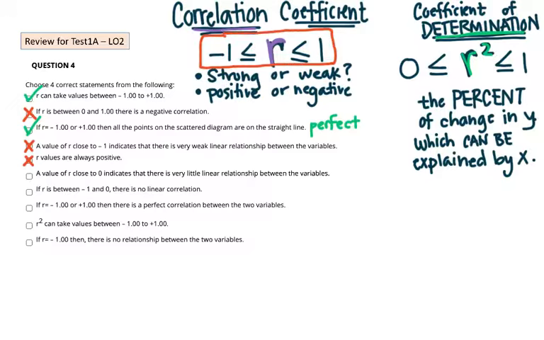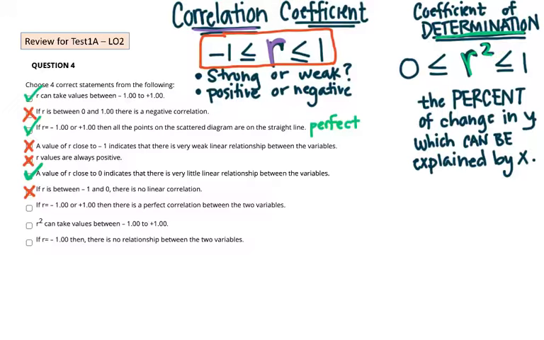A value of r that's close to 0 means there's very little relationship. I agree. Little to no relationship when the r value is close to 0. If r is between -1 and 0, there's no linear correlation. That's false. If it's between -1 and 0, it means r is negative, which means there's a negative relationship.